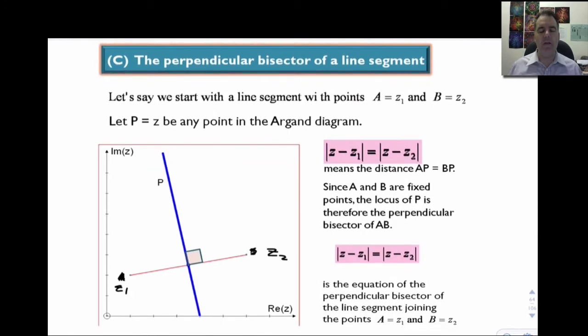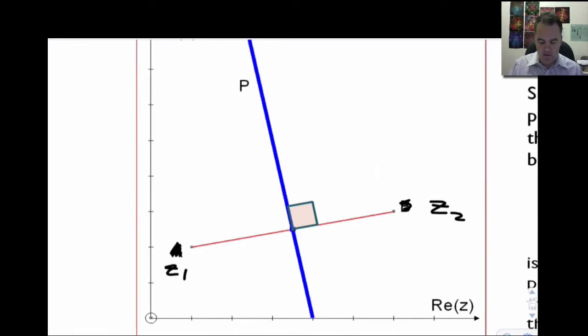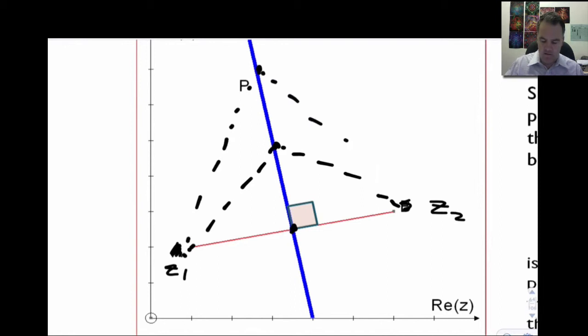The last one that you need to know is the set of points that is the same distance from two given complex numbers. This is the perpendicular bisector of those 2 points. Every point on that blue line satisfies the condition that it's the same distance from that point as it is from that point. Obviously the midpoint of the line is the same distance. That length is the same as that length there.